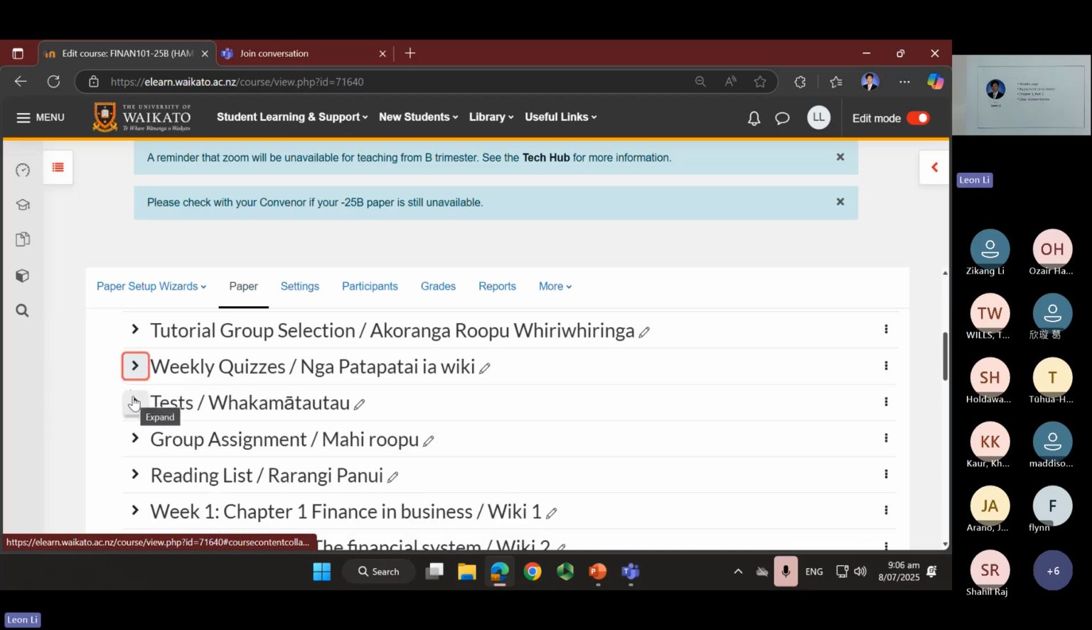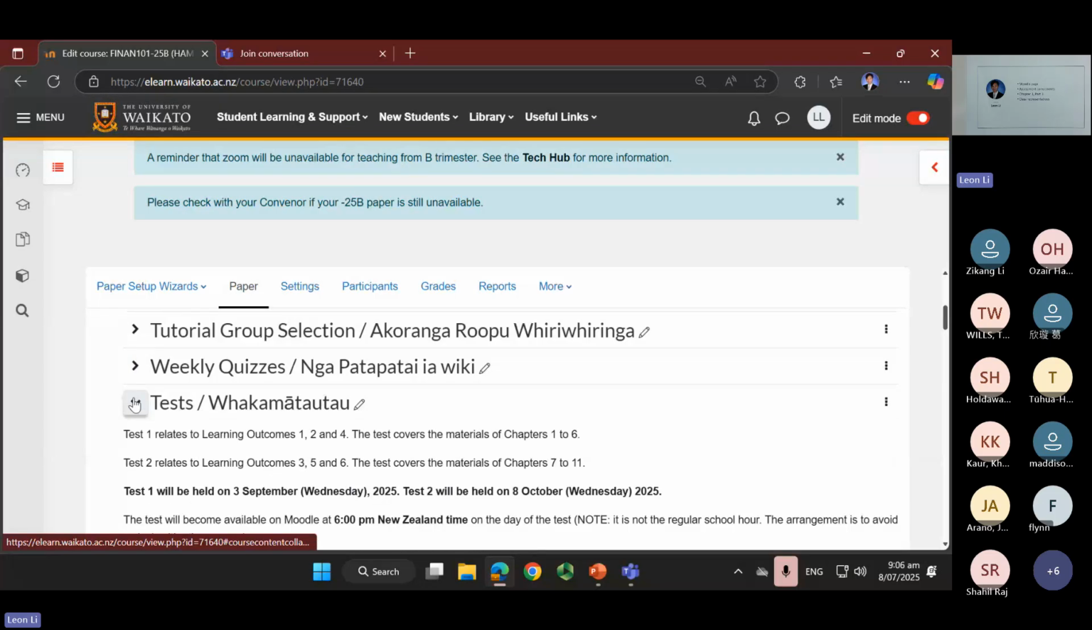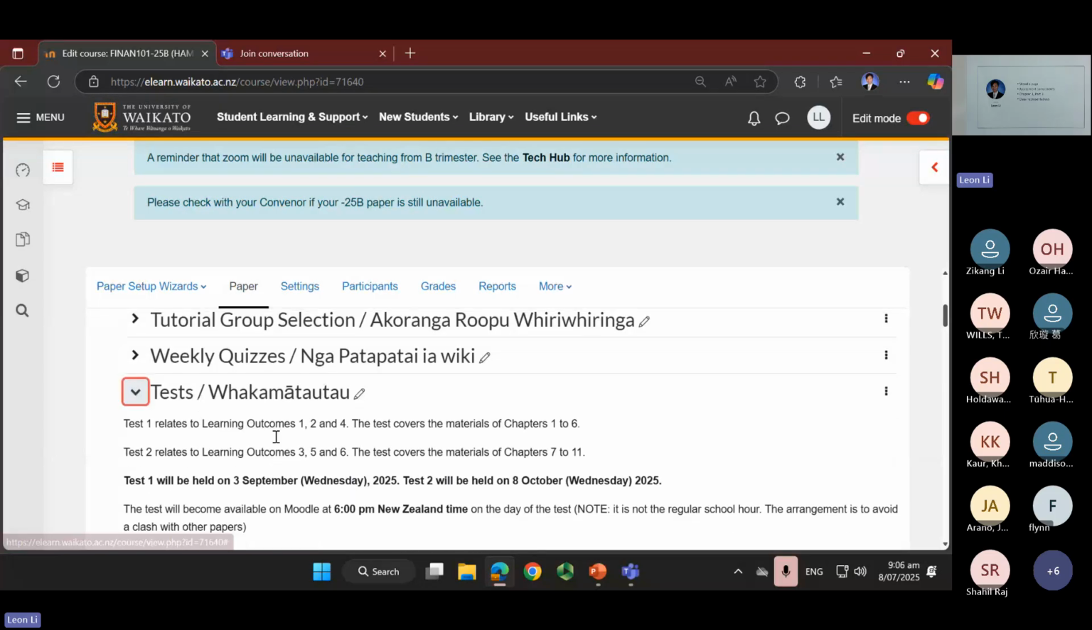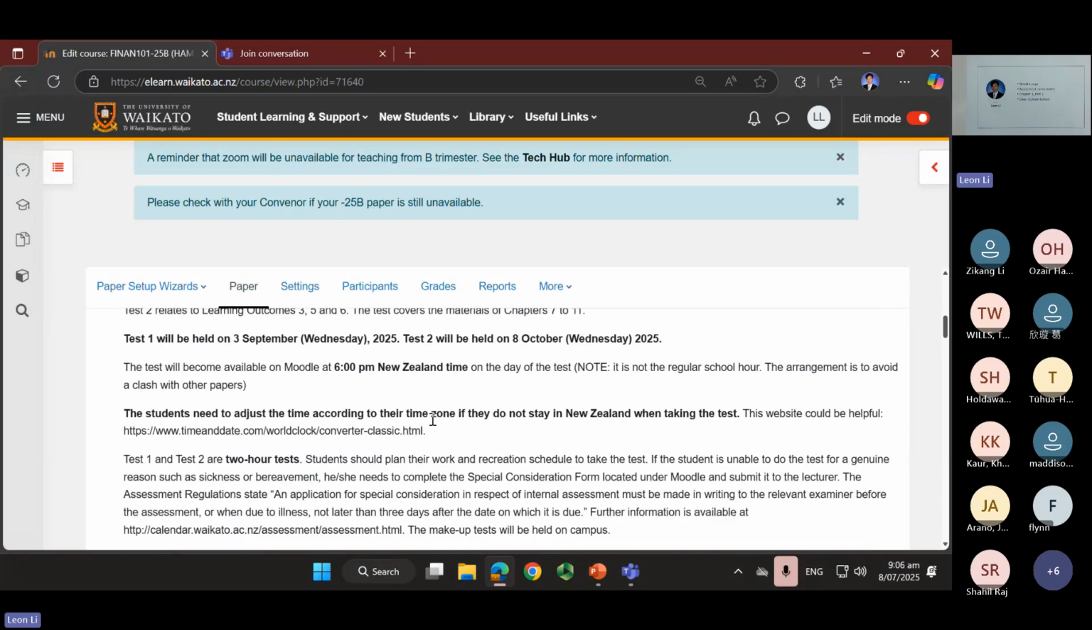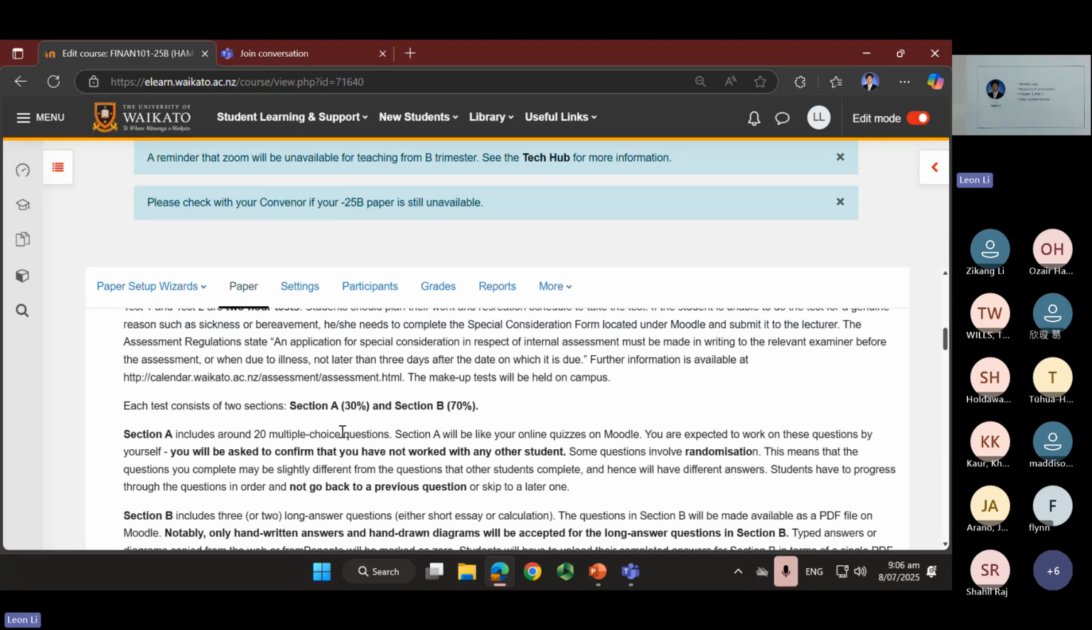Then we still have the tests. We have test 1 and test 2. After the teaching recess, we have test 1. At the end of trimester, we have test 2. Right? Our test has a special design. I have 2 sessions for the test. Session A will include several multiple choice questions like your quiz.